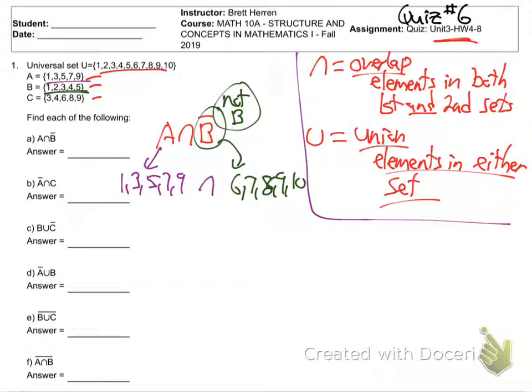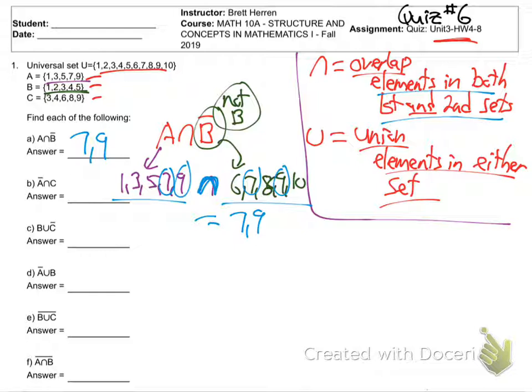Okay, now we're supposed to take this set and this set and take the overlap. What's the overlap? What are the elements that are in both sets? Looks like 7 and 9. Yeah, that's it. 7 and 9. There we go. So there's part A. Let's try part B down here.